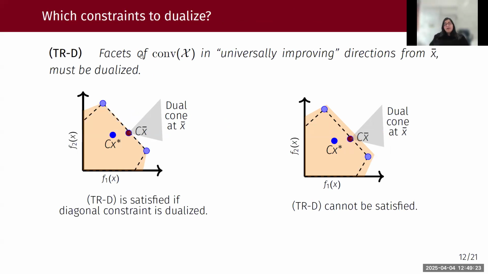So the right constraints being dualized, we define them in terms of the dual cone at this particular point. Think of it as we want room to explore in regions where all the objectives are improving. So we can sort of violate the constraint a little bit and still get away with it. So points that are in universally improving directions must be dualized. And then we illustrate that you may have a problem where that is not possible. So definitely this condition is not satisfied in all instances. But if it is, then it provides some guarantees about the performance of the Lagrangian relaxation.